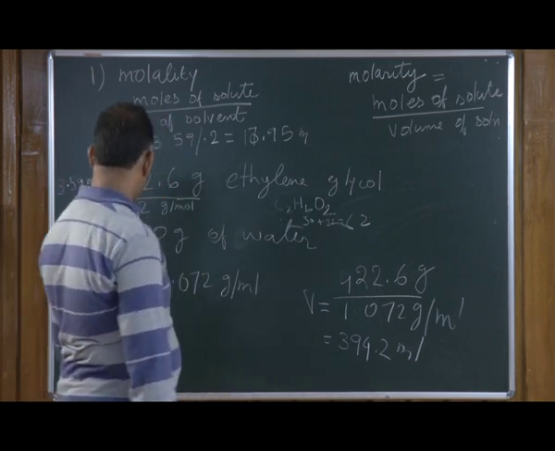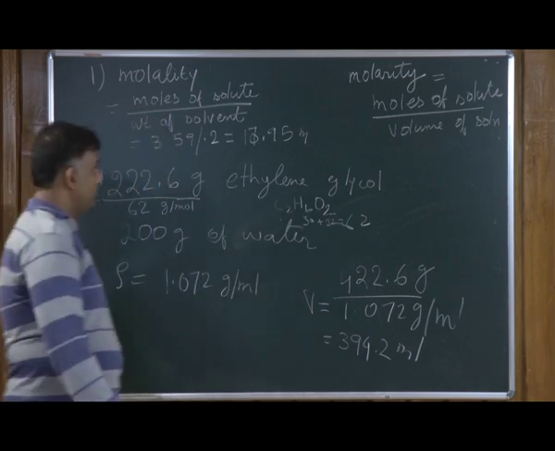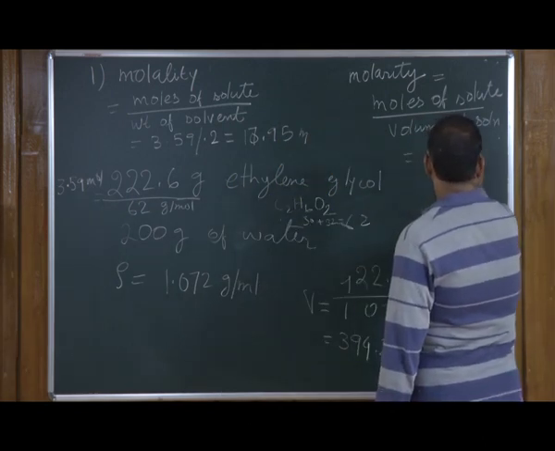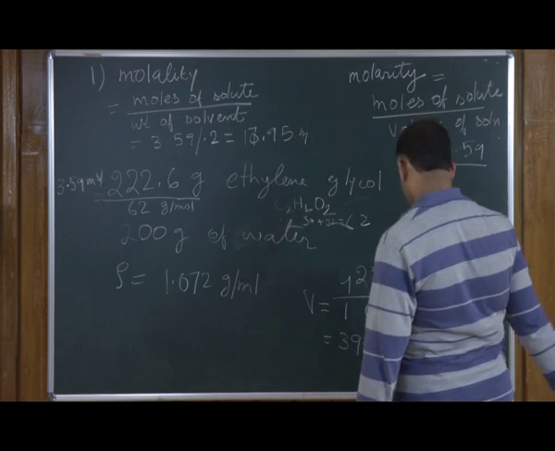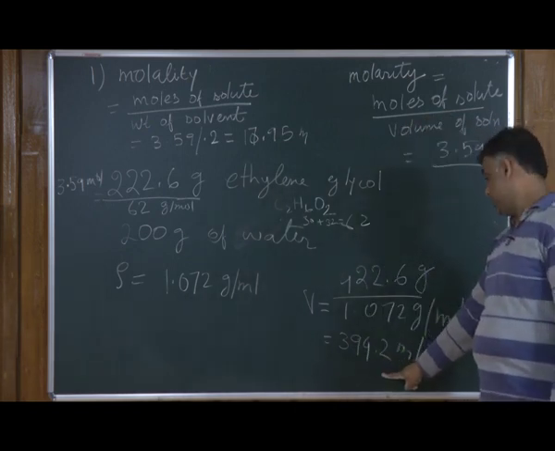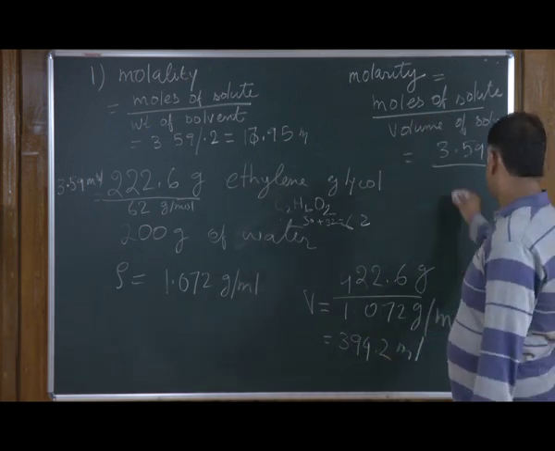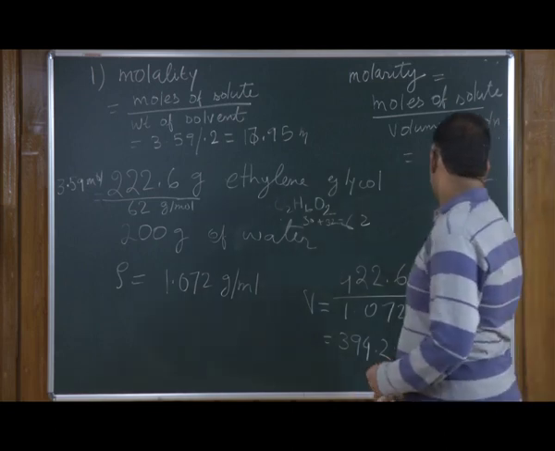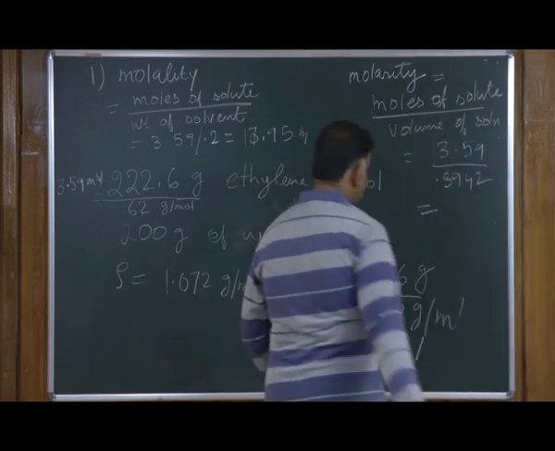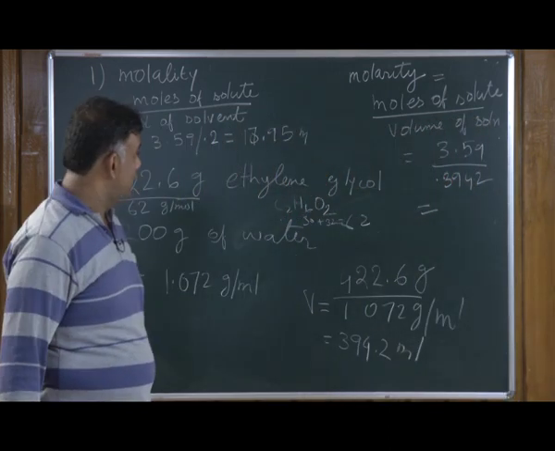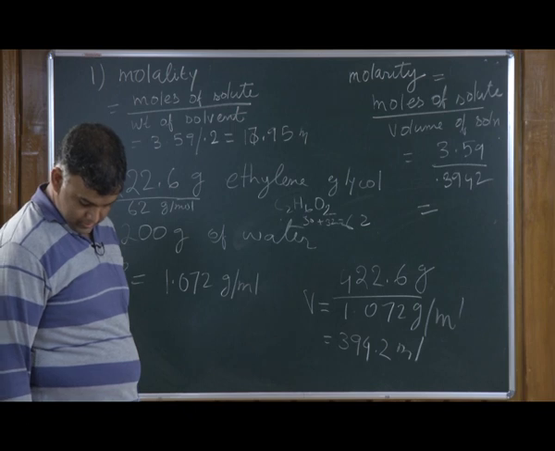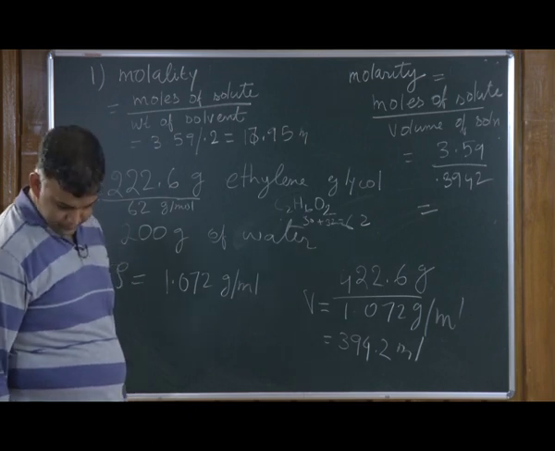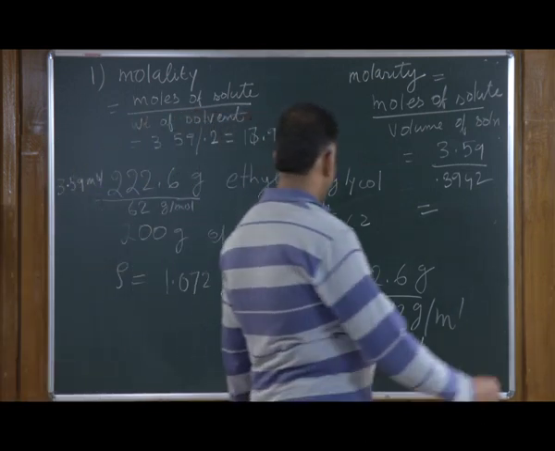So, moles of solute is right there, 3.59, volume of solution is right here, but we need volume of solution in liter. So, this would be simply 0.394, and if we do this calculation, we will get the molarity, that is 3.59 divided by 0.394, so 9.11 molar solution.